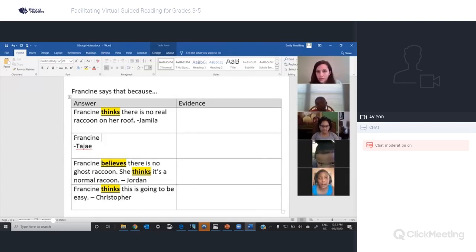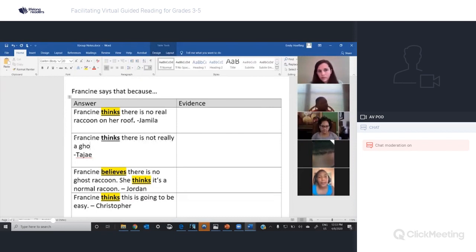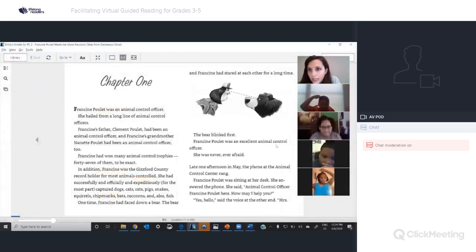Francine thinks that it's not really a ghost raccoon because she's probably thinking that it's not probably a real thing as a ghost raccoon. On pages one and two, if you see evidence that you want to put in for your answer, all you do is give me that thumbs up and I will come to you for your evidence, okay? So skim it from top to bottom and see if it helps to prove your response on pages 1 and 2. There might be evidence for you. There might not be evidence. There's a lot of pages. So go ahead and skim and see if you want to add any evidence from here.